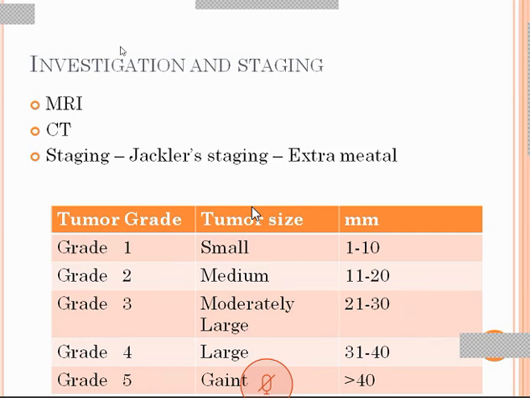Based on the investigations, it is divided by Jackler staging, based only on the extrameatal part. We are not counting the intrameatal part, only the part which is outside the meatus. Based on the size of that, it is divided into 5 grades. Grade 1, which is small, is 1 to 10 mm, and grade 2 is medium, 11 to 20 mm. Grade 3, moderately large, is 21 to 30 mm. Grade 4, large, is 3 to 4 centimeters. And grade 5 is more than 4 centimeters. So based on the tumor size, the approach of surgery is decided.